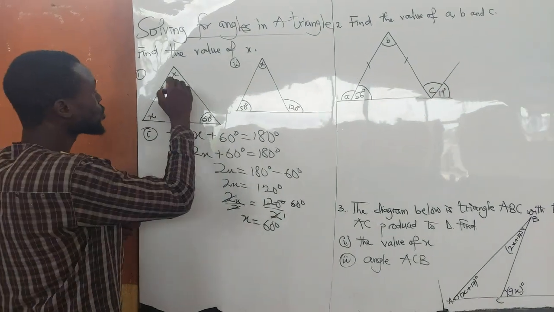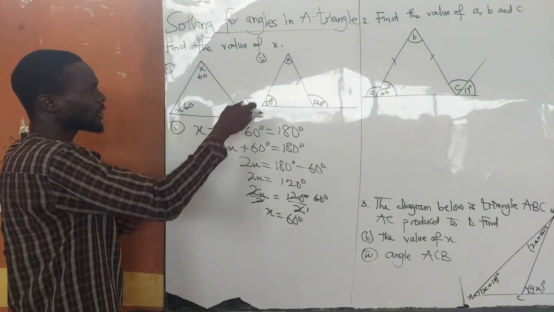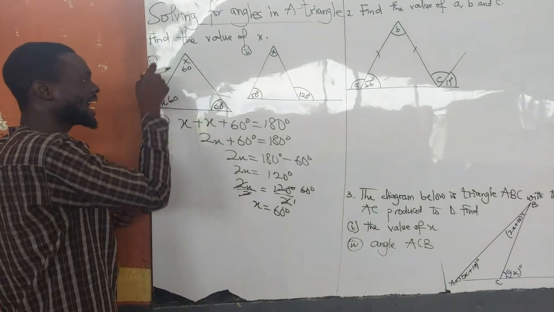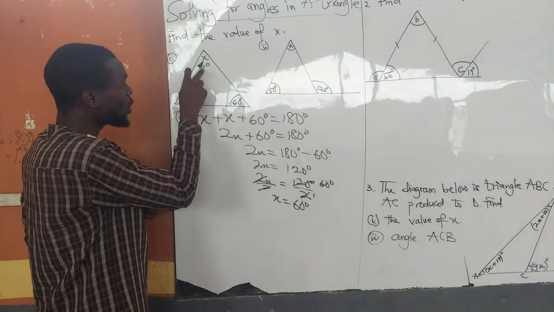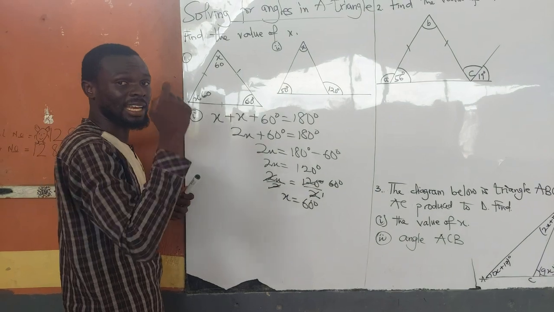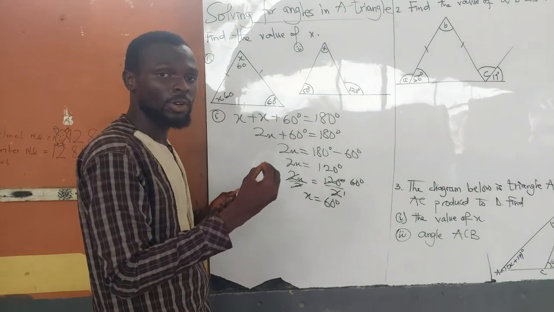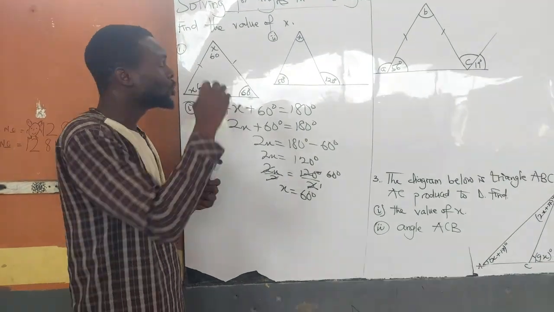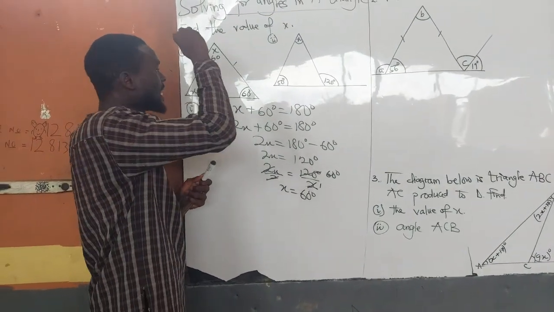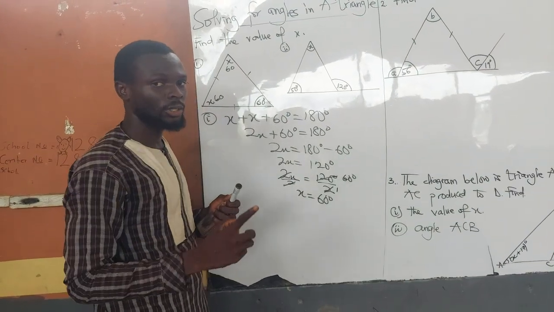60 degrees. So if this is 60, this is 60, then what type of triangle is this? Looking at the angles you have inside, if all the angles are equal, then this triangle happens to be what? An equilateral triangle. So that is how we solve for x, using the first property, that is angles in a triangle sum up to 180 degrees.